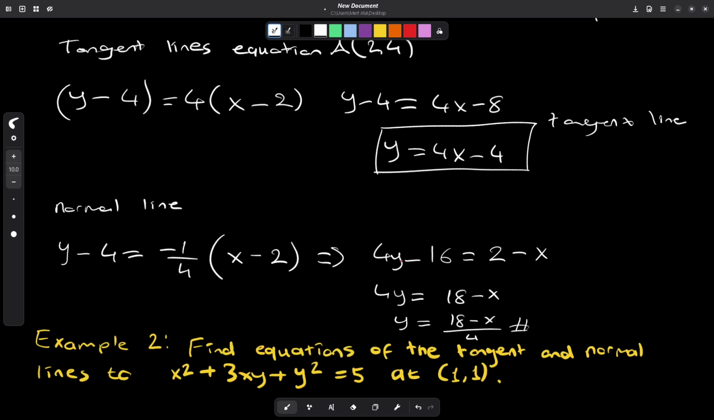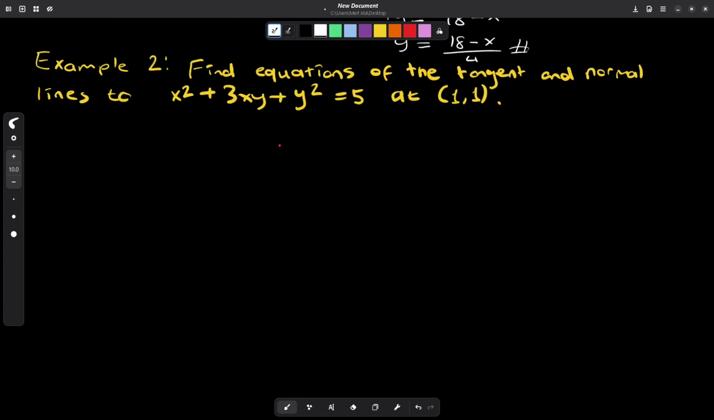Let's see if you made any algebra mistake. Plus 18 minus x for my. It looks correct. Nice. Second example.